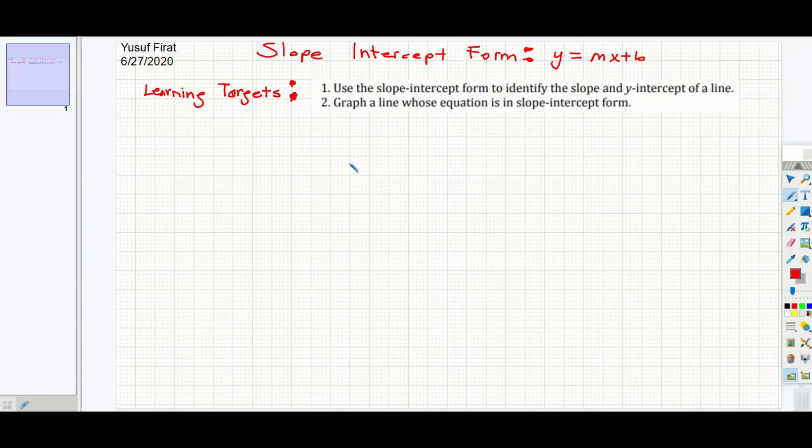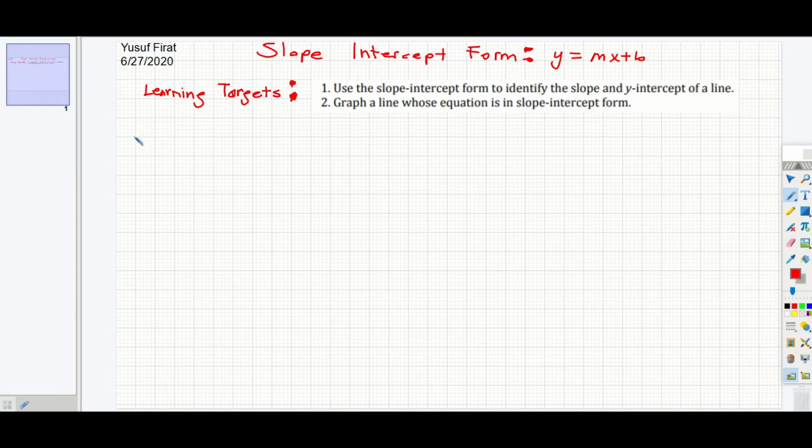Hello guys, I will go over the slope-intercept form of linear equations, which is y equals mx plus b. Our learning target for today is to use the slope-intercept form to identify the slope and y-intercept of a line, and second, to graph a line whose equation is in the slope-intercept form. Right, let's get started.